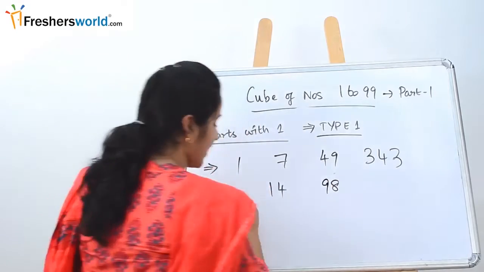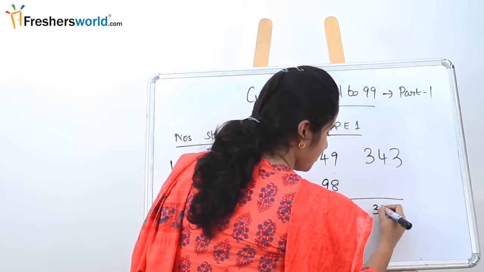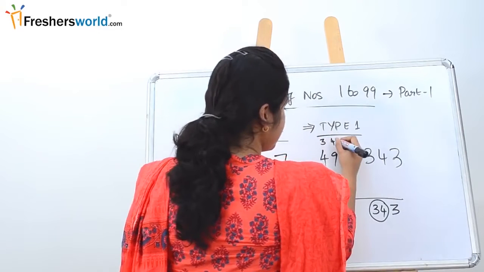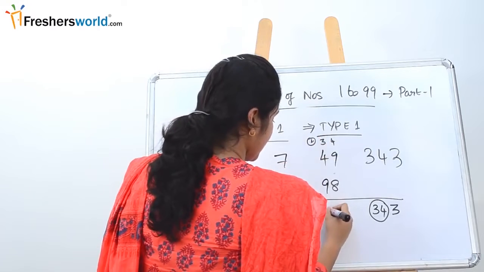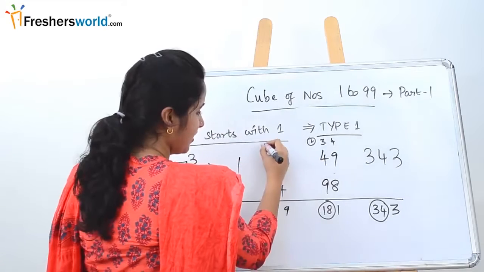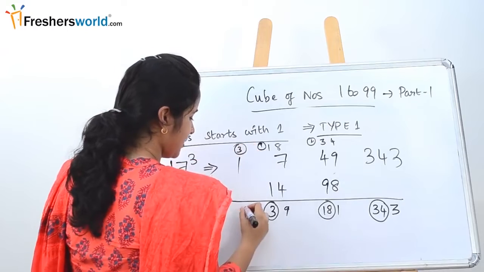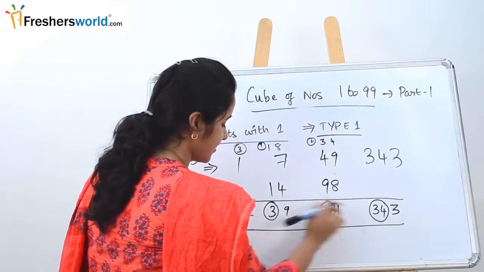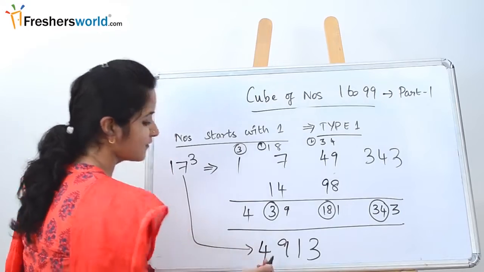So what we're going to do? We're going to add it. As such, the last digit will be here. So out of 34, you can carry over the 3 here. So 9 plus 4, 13, plus 3, 16, 2, 5, 9, 18. So this 18 will be carried over here. 15, 19, 1 carry over here. So 3 plus 1 will be taken here, which is nothing but 4. The value is whichever is not circled. So 4, 9, 1, 3. So 17 cube is 4913.